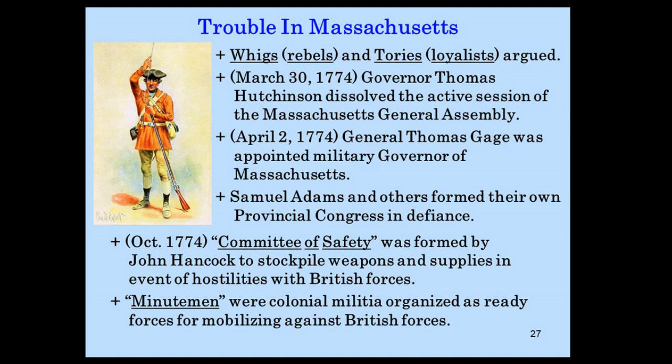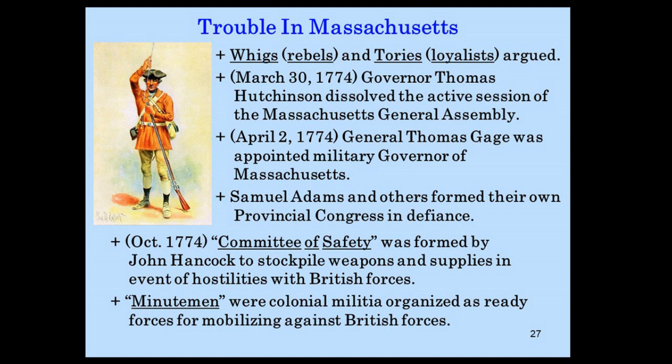So on March 30th, 1774, the active session of the Massachusetts General Court, which again is their legislature, was dissolved, or rather dismissed, by the civilian governor who was still in power, Thomas Hutchinson. He dissolved the assembly and said, okay, we're done here. There's no need for you to have any more activities. We're ending the assembly's activities, and they sent everybody home.